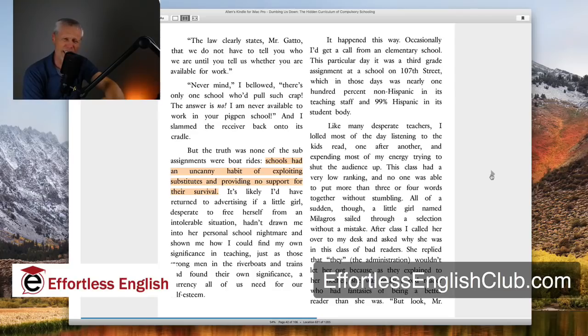He said he realized that the school system did not help the substitute teachers. Being a substitute teacher is difficult, right? You come into a class, they don't know you, you're only there for a couple days. But he said the school system, the bosses, the principals, they did not help the substitute teachers at all. They didn't care. That's also very true.